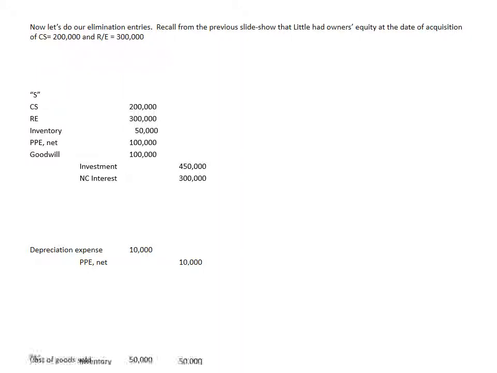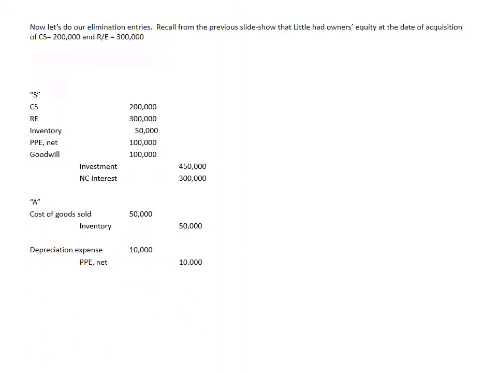Okay, now let's do our elimination entries. Recall from the previous slideshow that Little had owner's equity at the date of acquisition of common stock of $200,000 and retained earnings of $300,000. That's where the $500,000 book value came from. So first, our S entry. Again, we eliminate the beginning of year equity accounts. We establish those differential asset values, the inventory, the property, plant, and equipment, and the goodwill, and we close those against our beginning investment balance, and the beginning of year non-controlling interest is established.